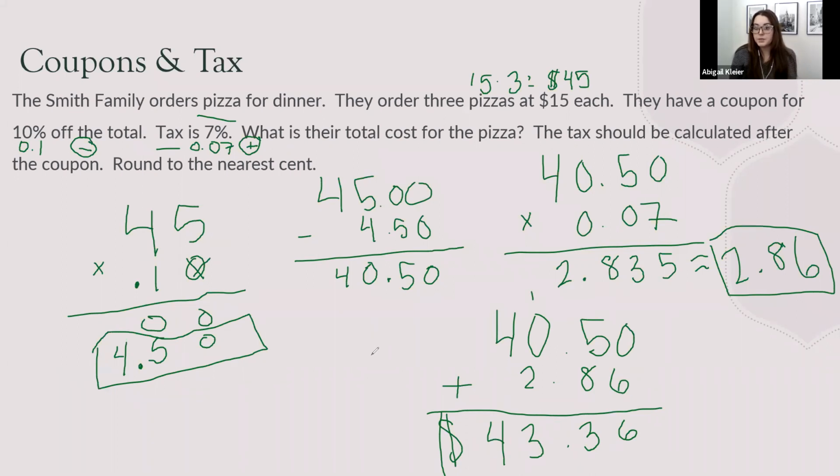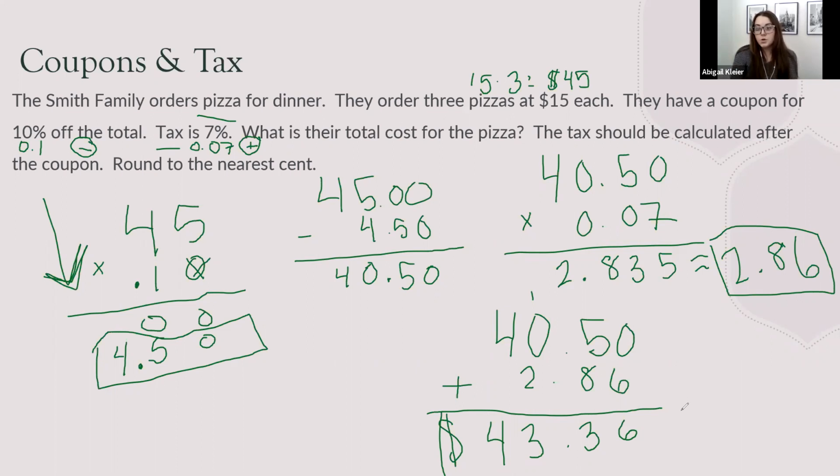Again, we had 3 pizzas at $15 each. That's $45 for pizza. We took off that 10% coupon, which took off $4.50 from the price. That left us with a subtotal of $40.50. From there, we calculated the tax. We converted our 7% tax to 0.07 and multiplied. That gave us $2.86, which we added to our discounted subtotal, to give us a final amount of $43.36.